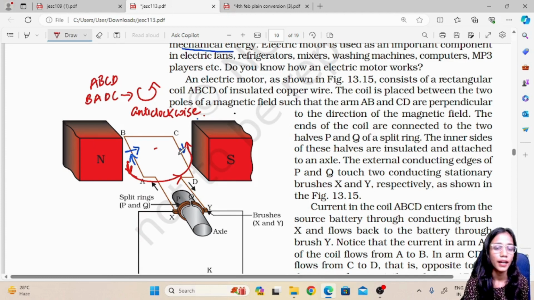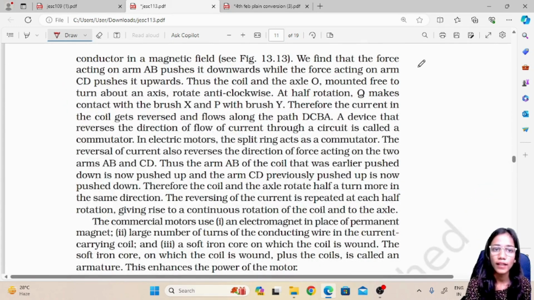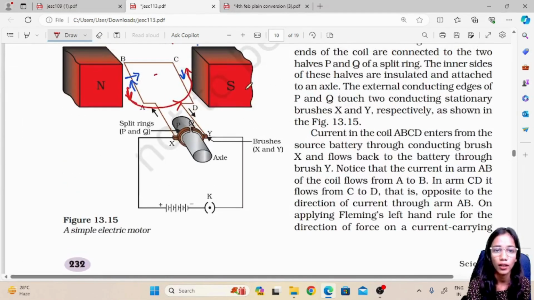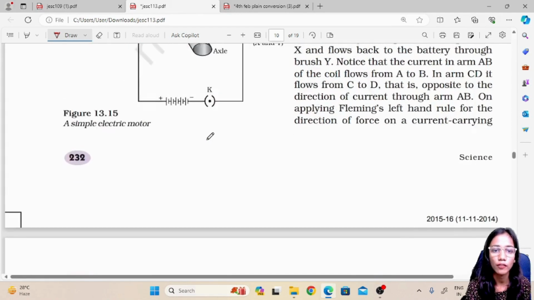Now what happens after some time? We find that the coil and the axle mounted free to turn about the axis rotate anti-clockwise. After every half rotation, Q makes contact with brush X and P makes contact with brush Y. Q will now make contact with brush X and ring P will make contact with brush Y after half rotation.